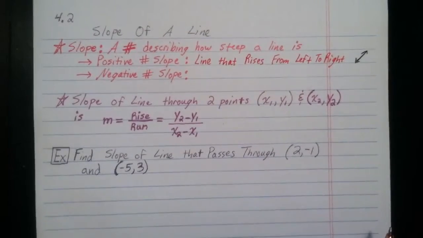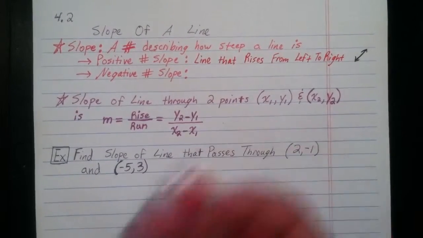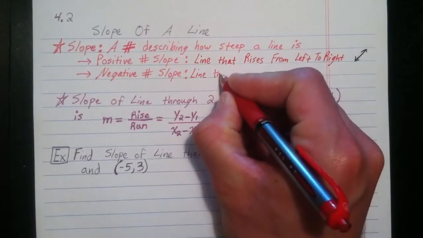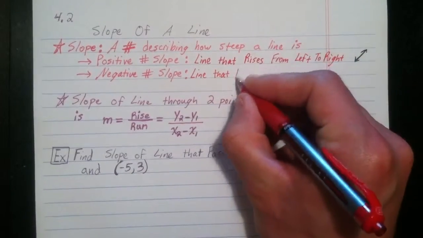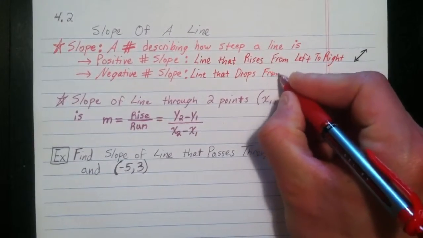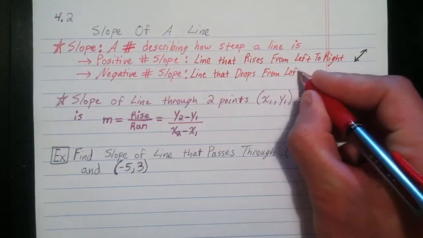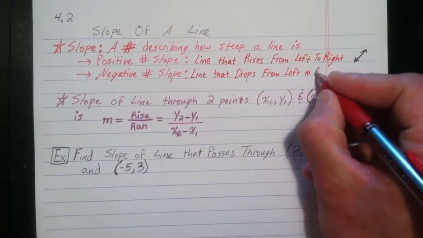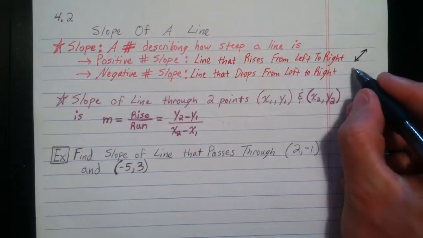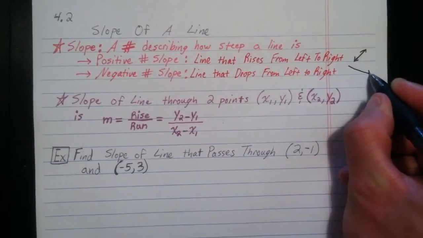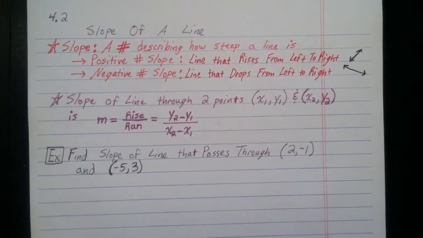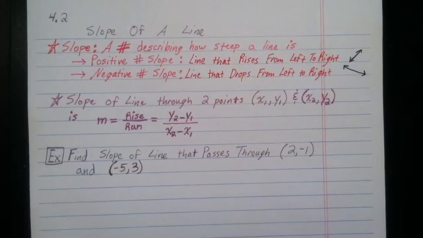Whereas if you have a negative slope, the number that indicates the slope is negative, that's going to result in a line that drops as you move from left to right. In other words, something that may look like this. Okay. So that would be your positive slope and negative slope.